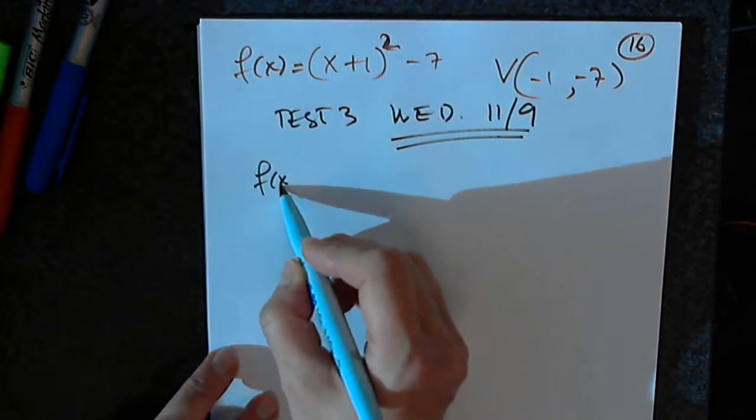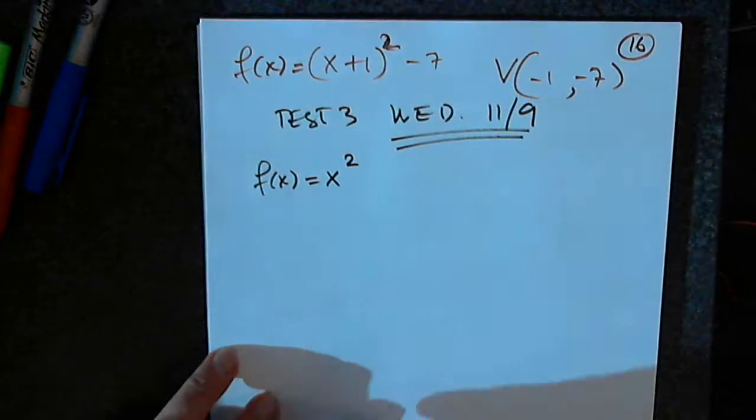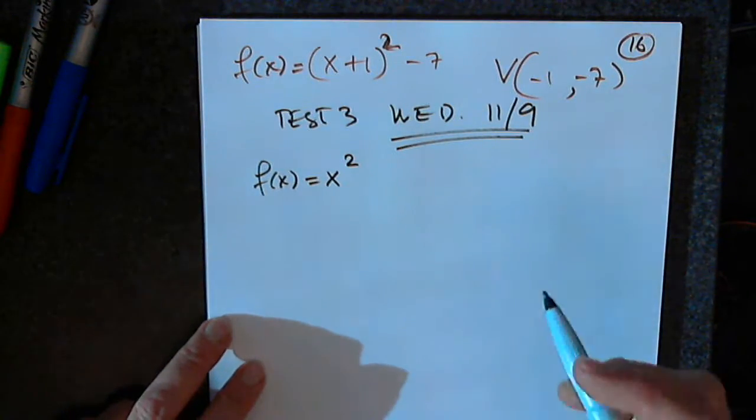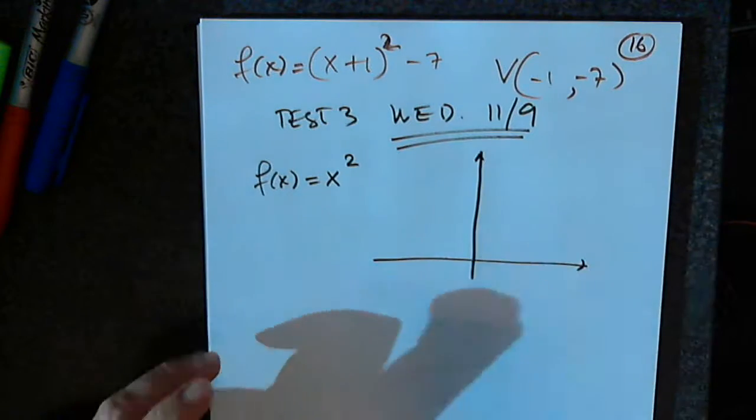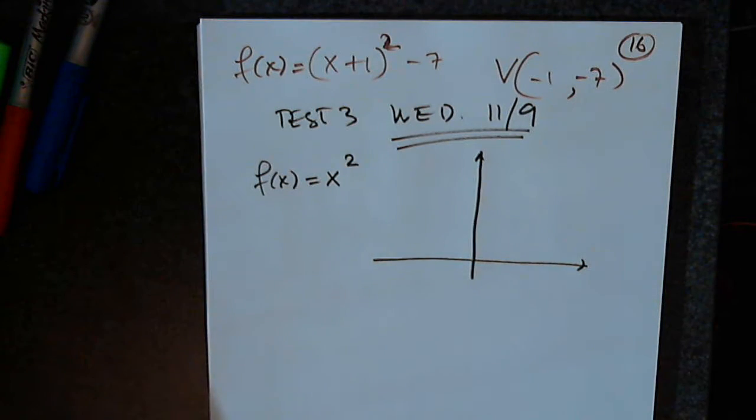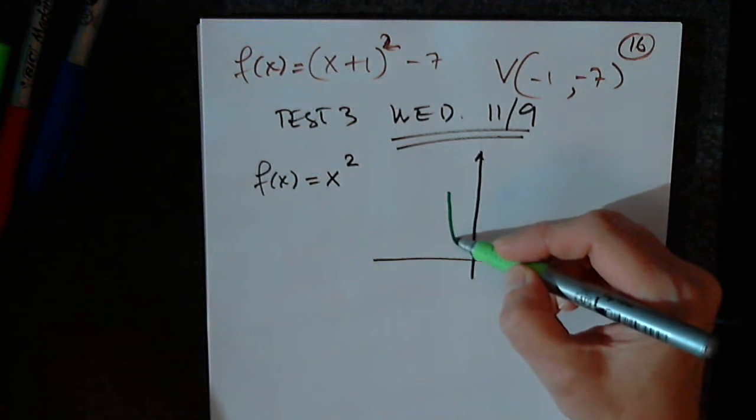Let's suppose I want to graph f of x, which is x squared, the simplest possible quadratic function. How will I graph it? First of all, does it have a minimum or a maximum? A minimum. Good. It opens upward. And what is the vertex? 0, 0. Right. The vertex is at the origin. Excellent. So this is the graph of x squared.